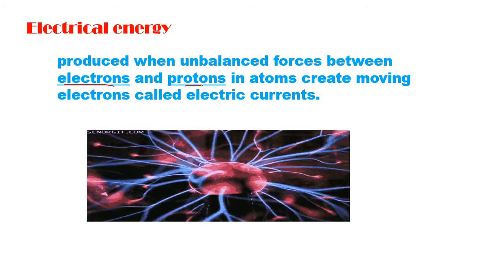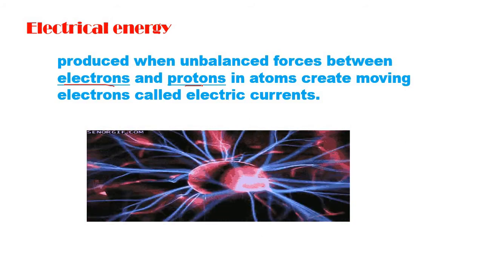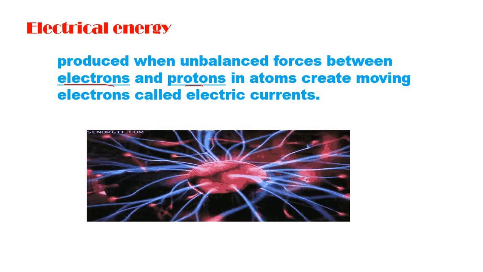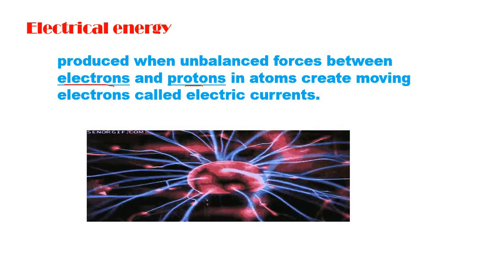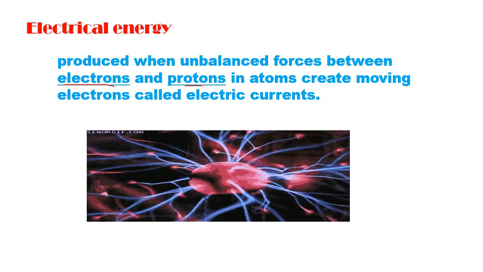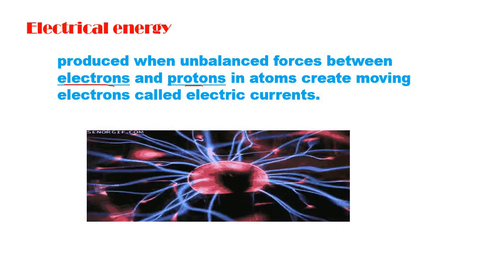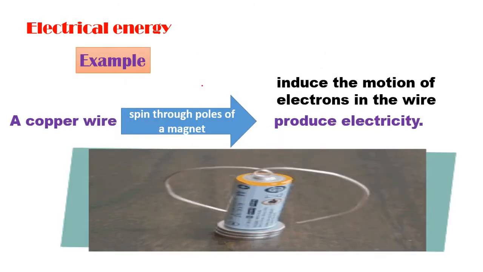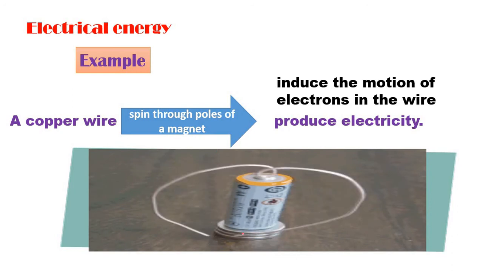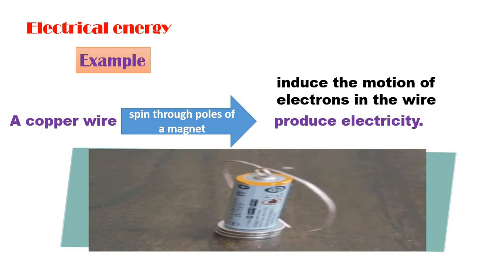This is called the electric current. The electric current is due to the moving of electrons through a wire. This is an example of kinetic energy transformed into electrical energy. See this? This is a copper wire attached to a battery. What causes the motion, and a magnet of course, what causes the motion of the copper wire?